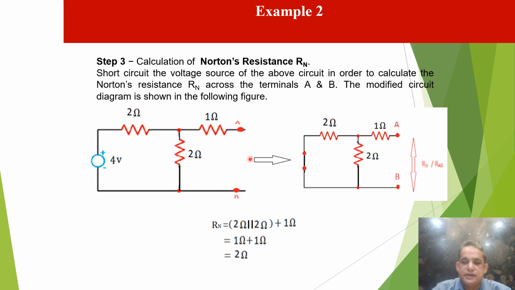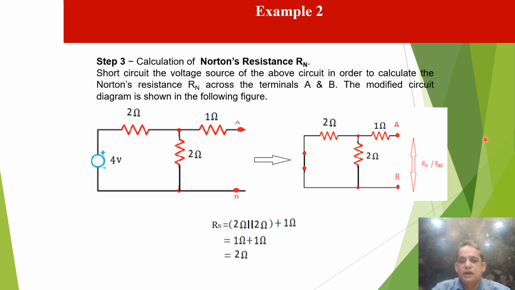Now we find the Norton resistance across terminal A and B. Here we see that 2 ohm parallel resistances are there, connected in series with a 1 ohm resistance. Now we calculate Rn. Rn is 2 ohm.